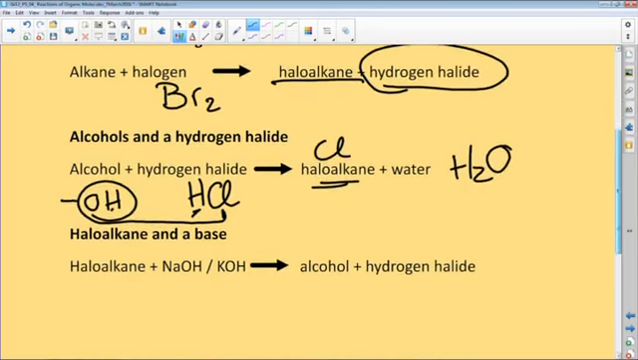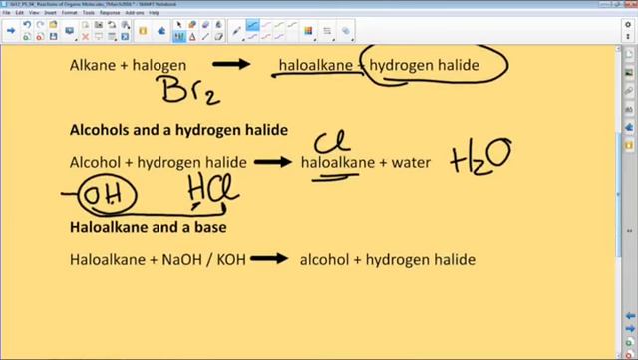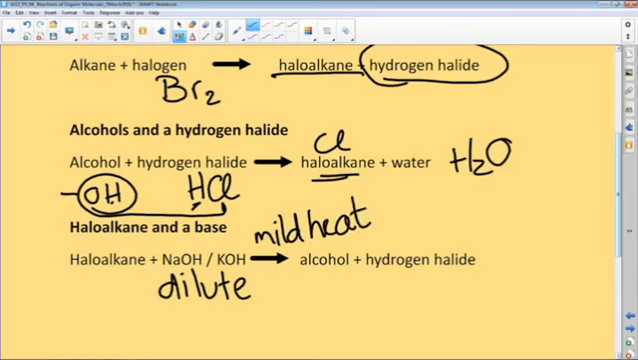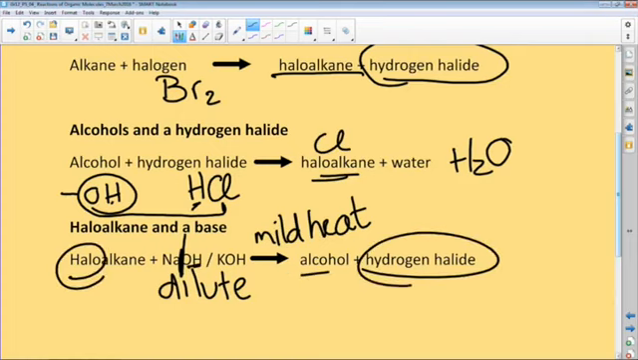Haloalkane and a base. Now, please be careful here. There's an important condition here. Number one, this must be a dilute, strong base. Okay, very, very important. And this is what we call a moderate or a mild heat. You can't just say heat. That's really, really important. And what's going to happen here is this is going to break up. The OH is going to take the halogen from the haloalkane, that creates my hydrogen halide, and then the OH goes onto the alkane part of it and creates the alcohol.